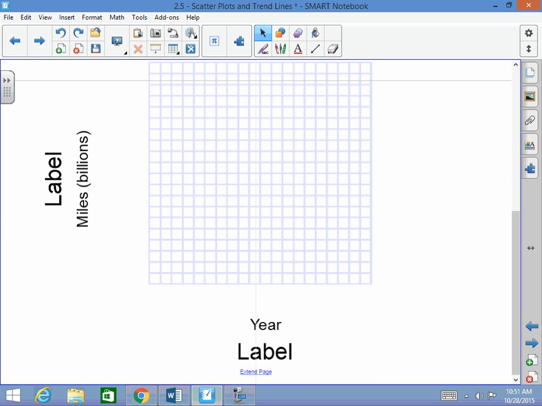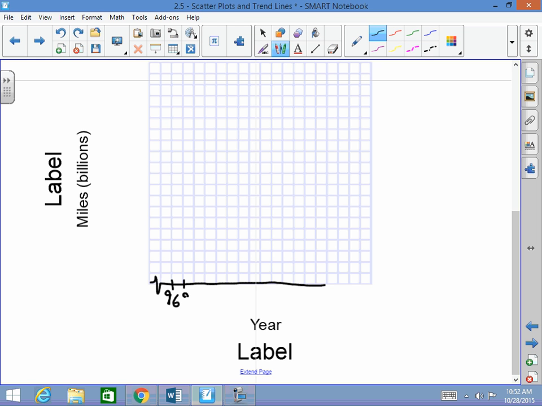Me personally, I'm going to use a line break. And I'm going to start at 96 and then go by ones: 97, 98, 99, 2000, 2001, and 2002. And then my y-axis, I'm also going to use a line break.